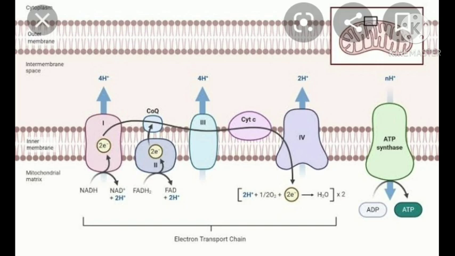The number of ATP molecules synthesized depends on the nature of the electron donor. Oxidation of one molecule of NADH gives rise to 3 molecules of ATP, while that of one molecule of FADH2 produces 2 molecules of ATP.